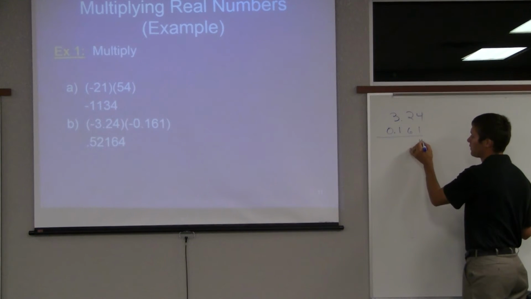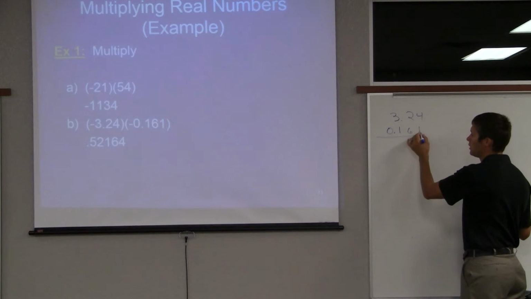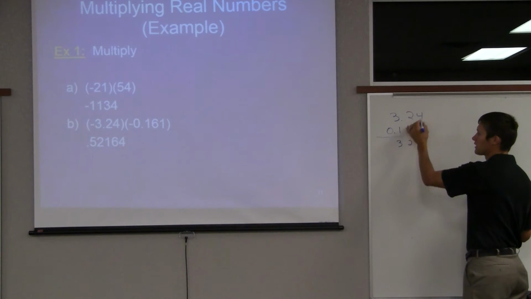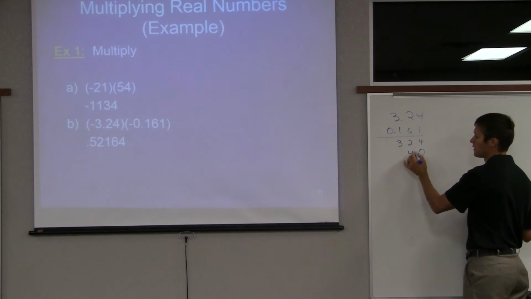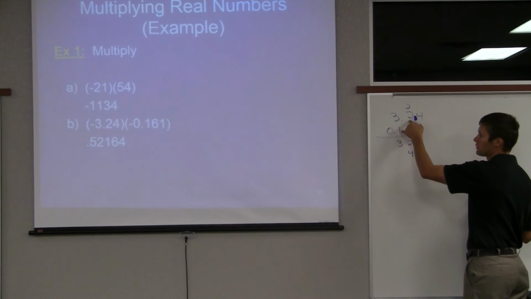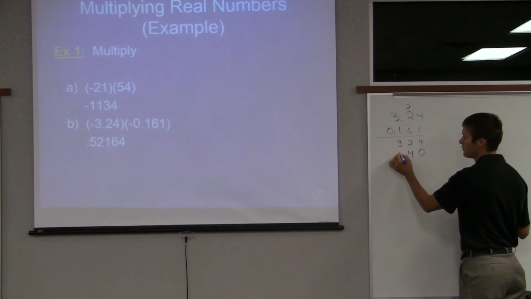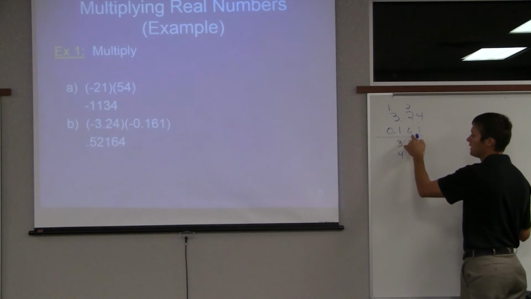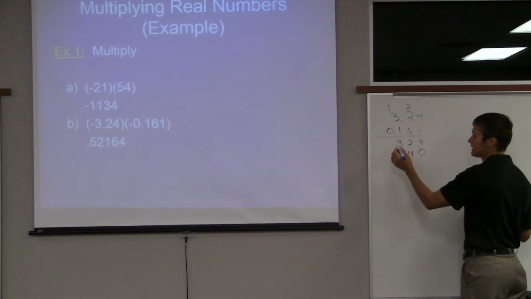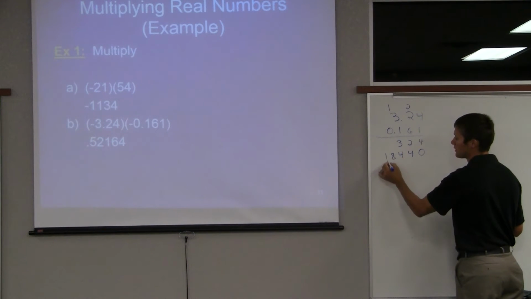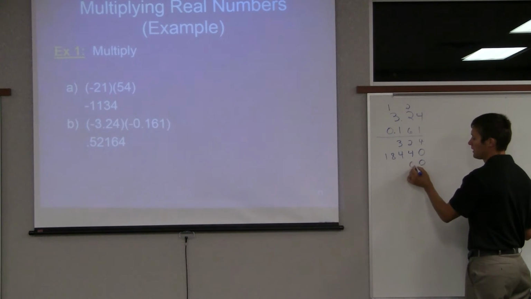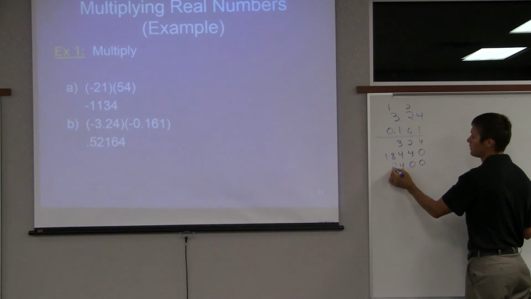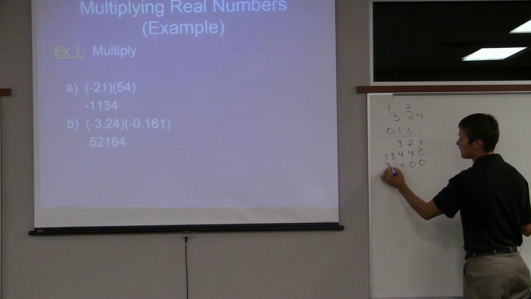1 times 4 is 4. 1 times 2 is 2. 1 times 3 is 3. 6 times 4, sorry, put the 0 underneath. 6 times 4 is 24. Carry the 2. 6 times 2 is 12. Plus 2 more makes 14. Carry the 1. 6 times 3 is 18. Put it out there. Then we put a 0 here and another 0. 1 times 4 is 4. 1 times 2 is 2. 1 times 3 is 3.